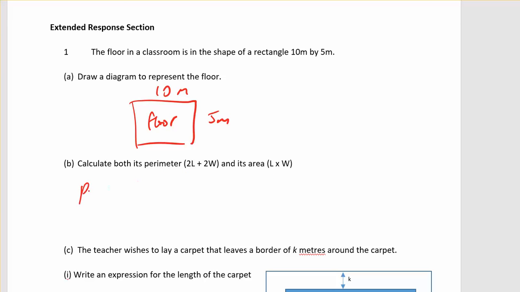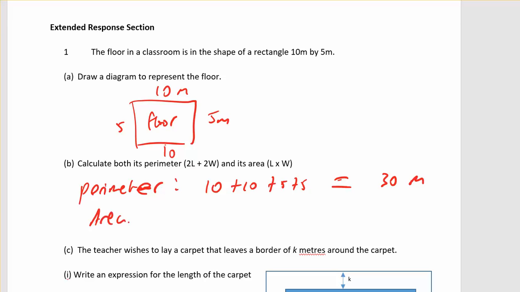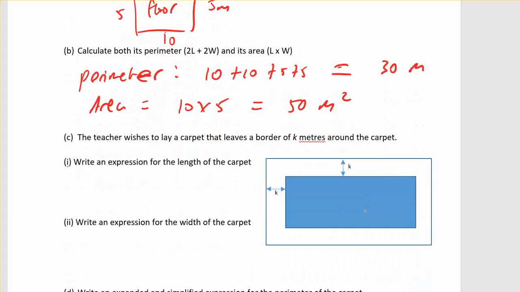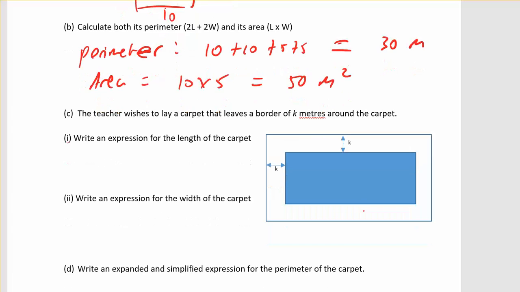Okay, the perimeter of the rectangle is given by 10 plus 10, because there's a 10 here, and 5 there, plus 5 plus 5. So 20, 30, so it's 30 meters, the perimeter. Area is given by length times width, so 10 by 5, so equals 50 meters squared. Okay. The teacher lays a carpet with a border of k meters around the carpet. Write an expression for the length of the carpet.